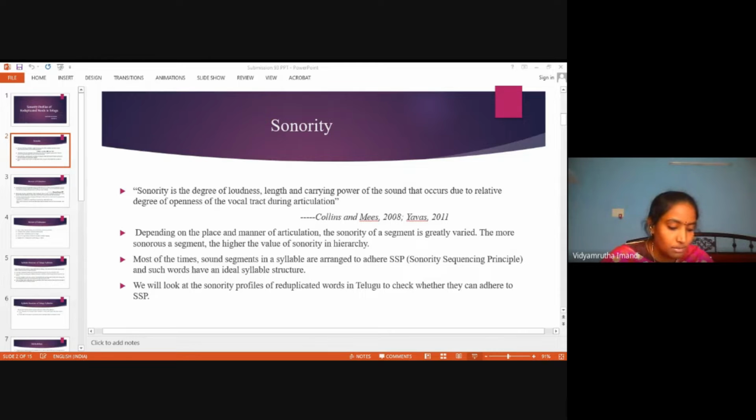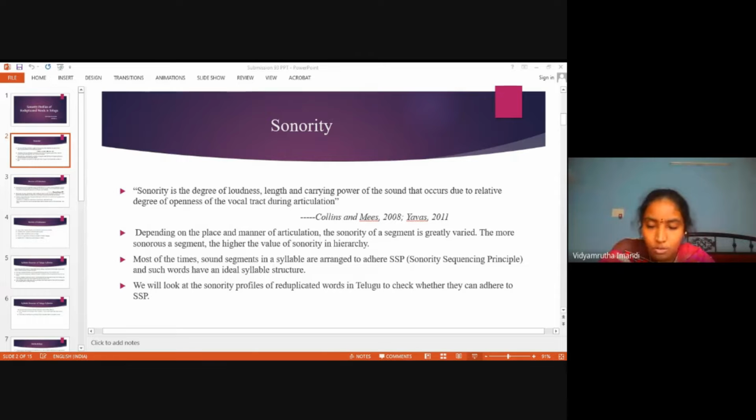It means that depending on the place and manner of the articulation, the sonority of the segment can be greatly varied. For example, the vowel that is presented in an open manner can have a higher sonority than the other sound segments like the obstruents. Most of the times, the sound segments in a syllable are arranged to adhere to the sonority sequencing principle, so that they can create an ideal syllable structure.